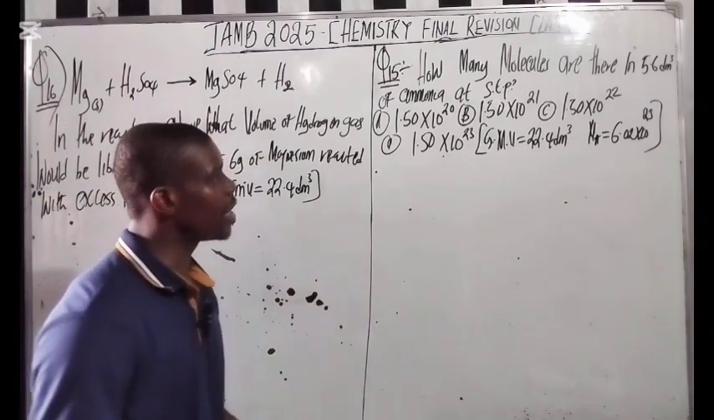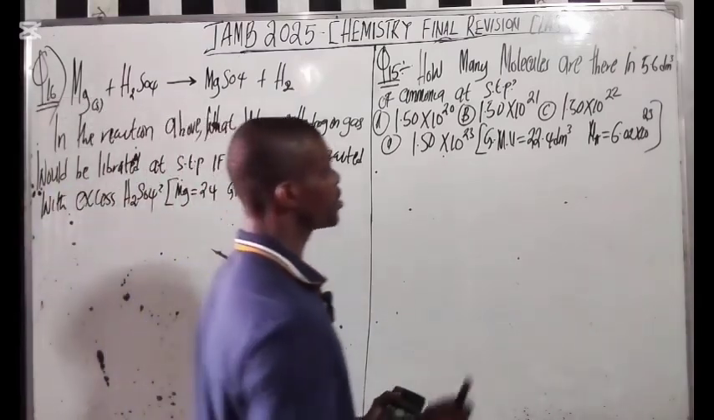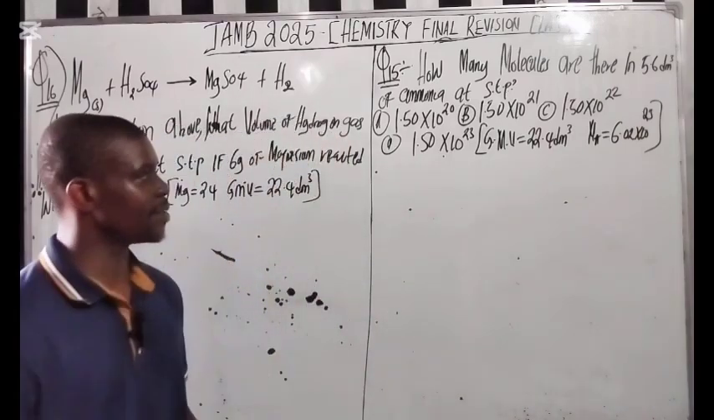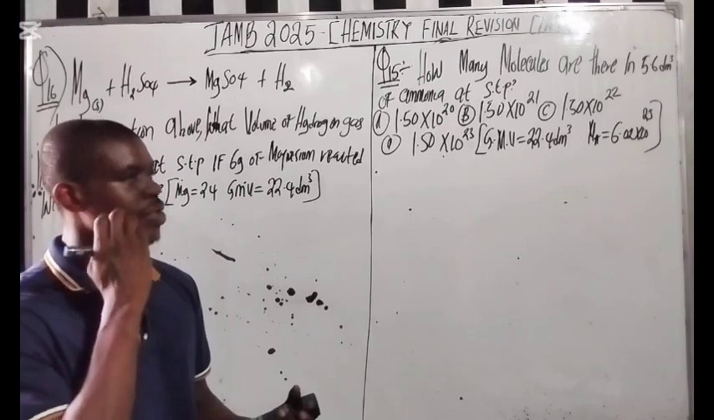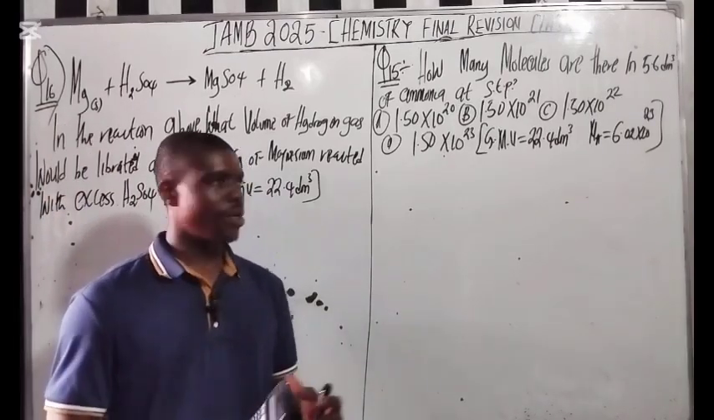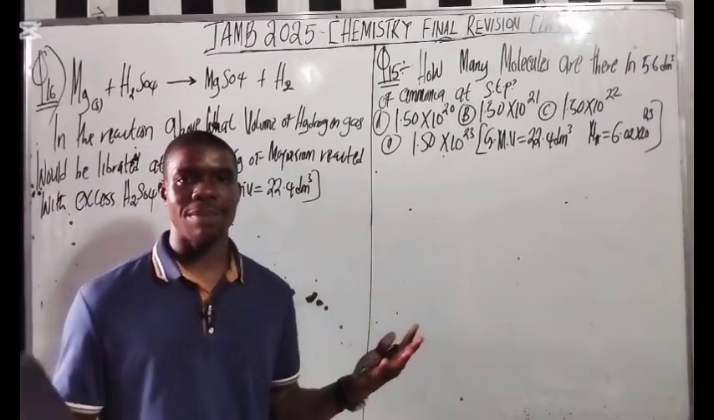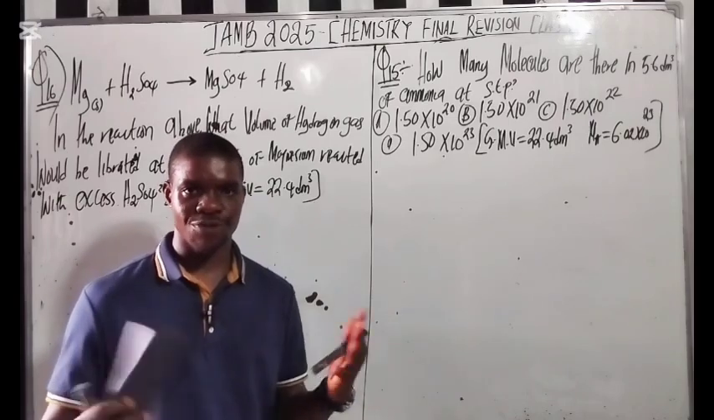So it says, how many molecules are there in 5.6 dm cube of ammonia at STP? Please pay full attention here. Now this is the mole concept, and there are various formulas in the mole concept. I'll just briefly explain those formulas to you.